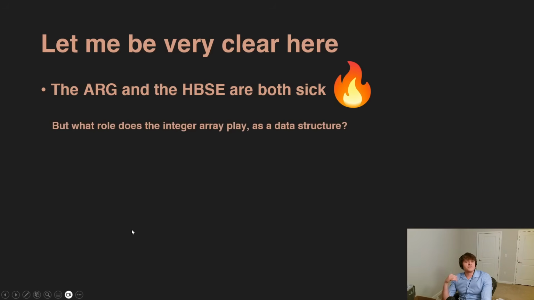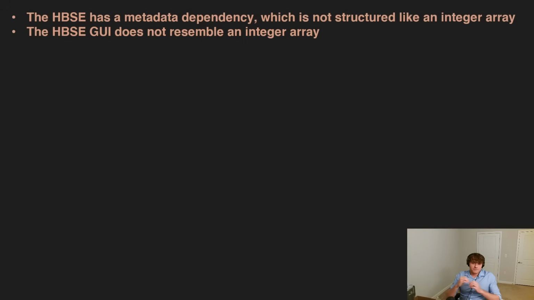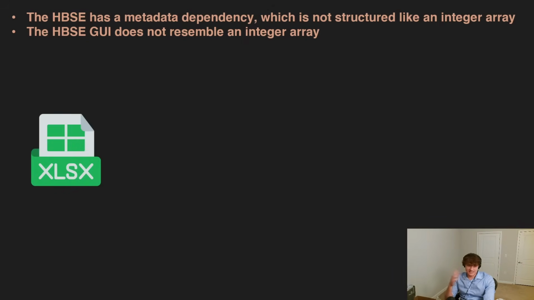Now, what I'm asking is, what role does the integer array play here as a data structure? Because the HBSE itself has this metadata dependency, but it's not structured like an integer array. It's this Excel sheet that's compiled from various different sources of information from Pirate Software himself and from Heartbound and from the ARG.